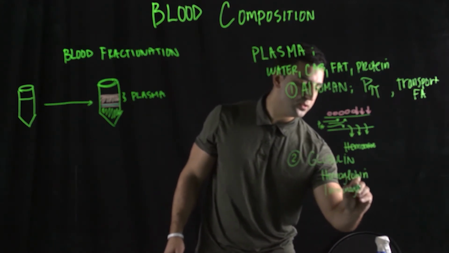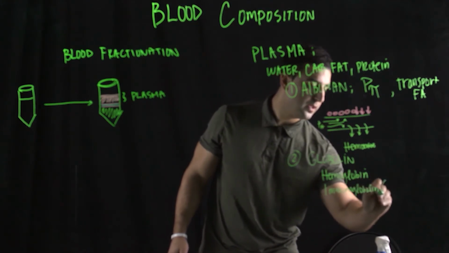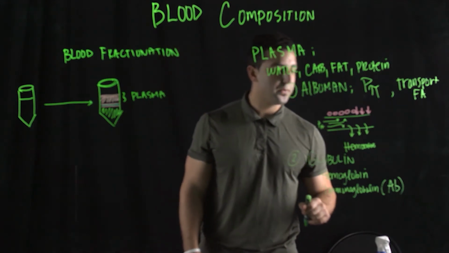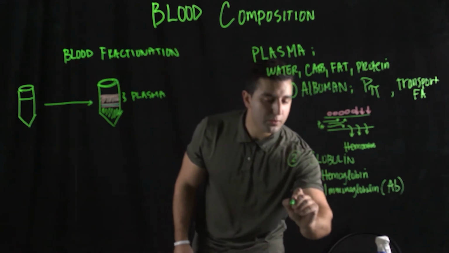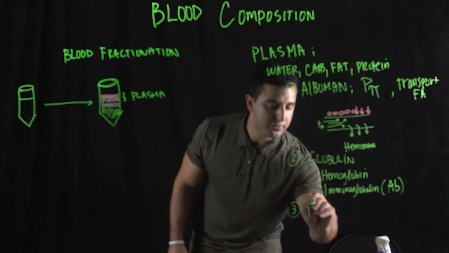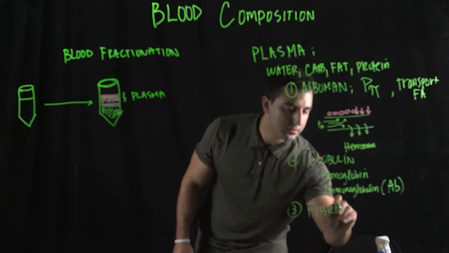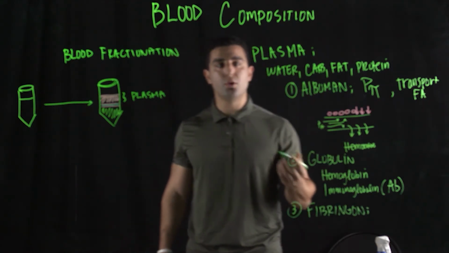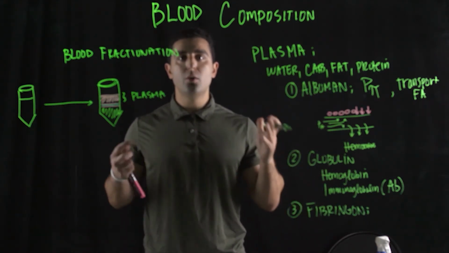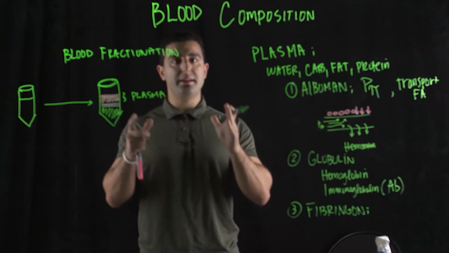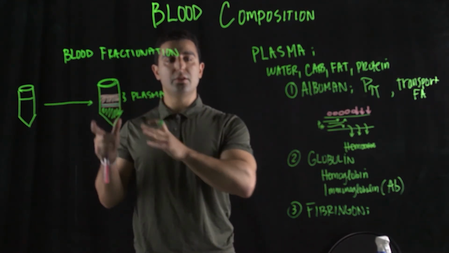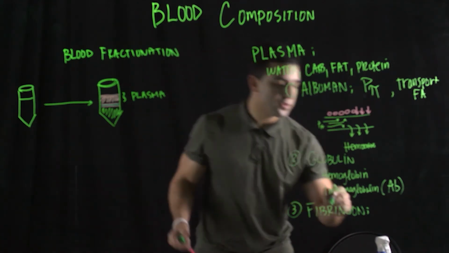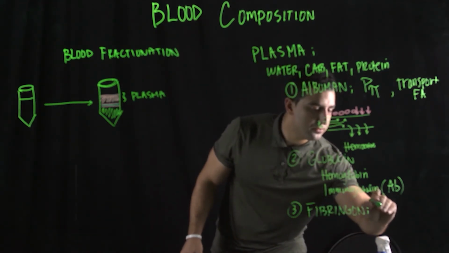Do you remember what immunoglobulin is? This is another way of writing antibodies that are secreted from your immune system. The third and final thing I want you to worry about is fibrinogens. These are responsible for the process of coagulation. Coagulation means going from a liquid to a solid. Where would that be relevant? Blood clotting. So the fibrinogens are responsible for clotting.